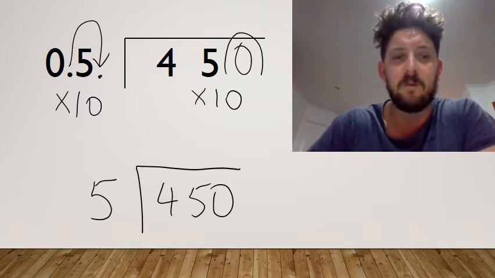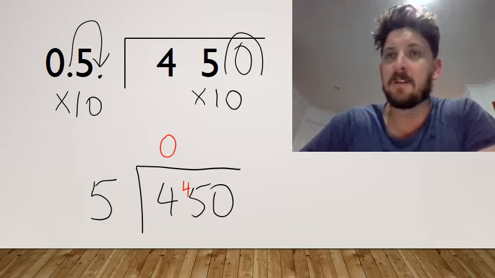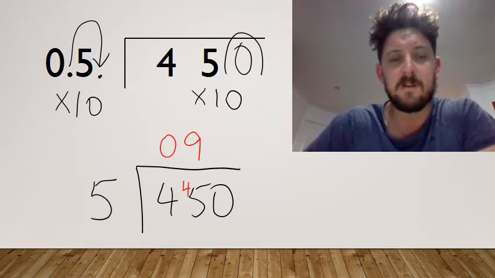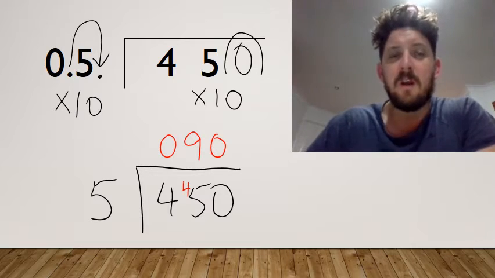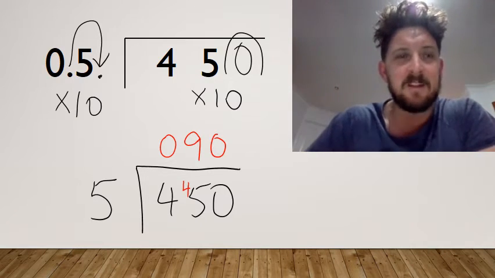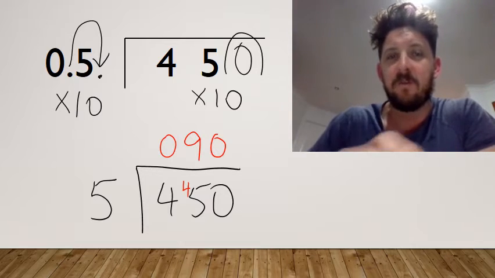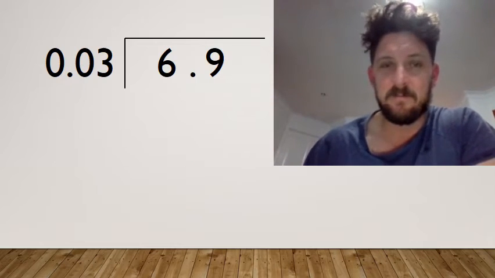So I go 5 into 4, 0 times. I carry my 4 over to the next number. 5 into 45 goes 9 times. And 5 into 0 goes 0 times. So I'm now done, and it's exactly the same problem. I know that 90 0.5s fit into 45. It's the same as having 5 fit into 450.